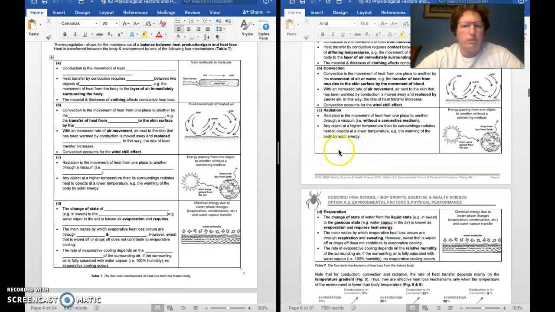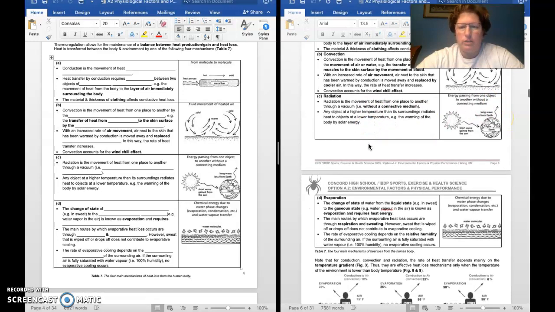Radiation is the movement of heat from one place to another without a connective medium. So you have the sun, you have the earth. The sun is very hot. It radiates heat to the earth. The earth warms up, and then we have radiation waves that go out of the earth back into the atmosphere. All right, so radiation is where we have warming of the body by solar energy.